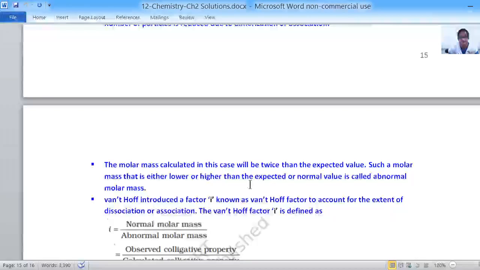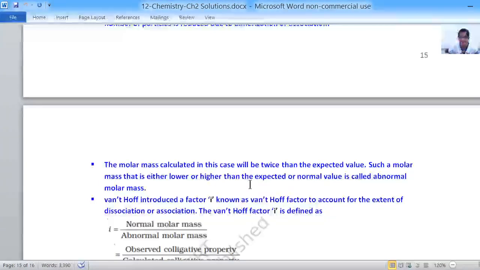So here we saw two cases. One is dissociation. In the case of dissociation, KCl will split into K plus and Cl minus ions. So we said that in the case of dissociation, the experimentally determined molar mass will be lower than the true value.